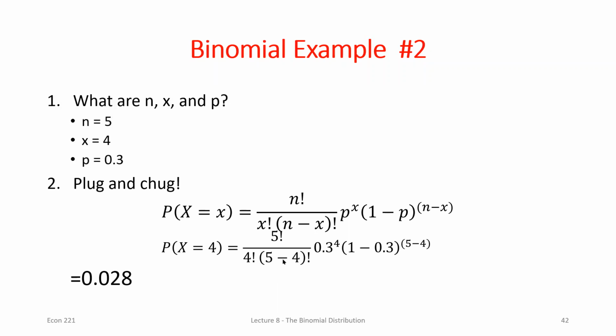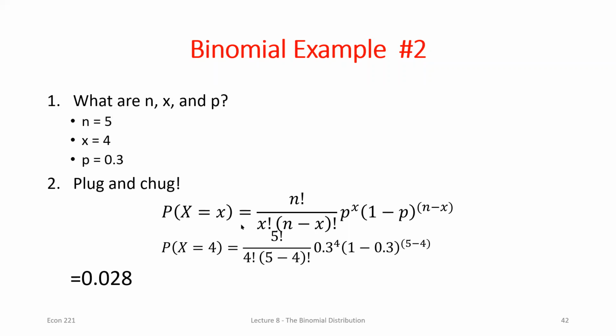5 minus 4 is 1, so 1 factorial is just 1. You can notice a lot of things will start canceling once you start looking for the probabilities of the number of successes being very close to the total number of trials. I'll show you an example later and explain more about if all of them are successes, you can see a lot of things will cancel. Okay. So I get that probability that X is equal to 4.